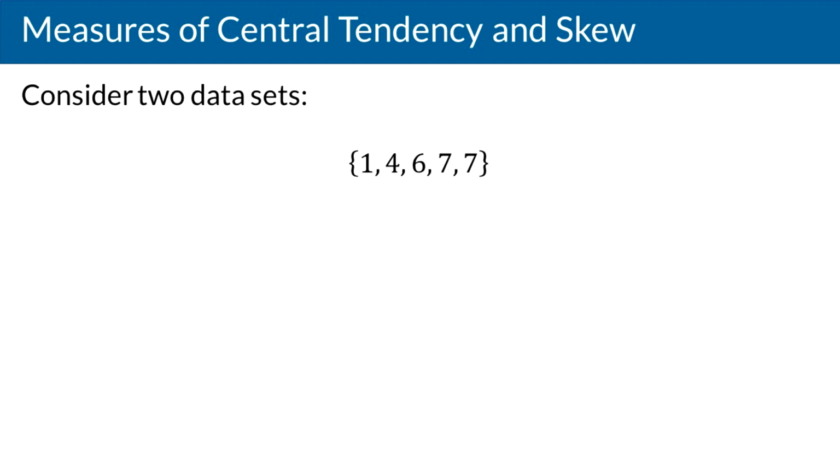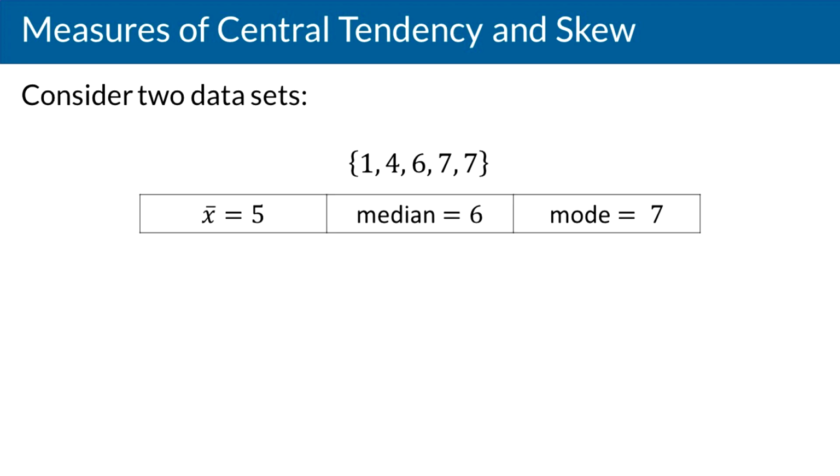The first is a list of 5 numbers, 1, 4, 6, 7, and 7. If I calculate the measures of central tendency here, I find that the mean of the data set is 5, the median is 6, and the mode is 7. I'll now consider a second data set, nearly identical to the first, except that we've added one extra value, the number 100.